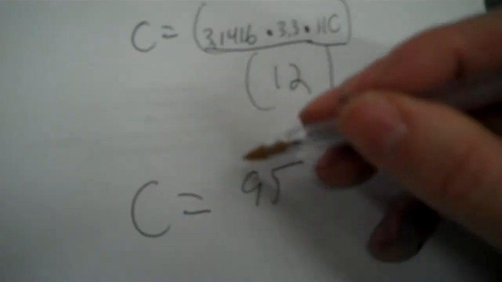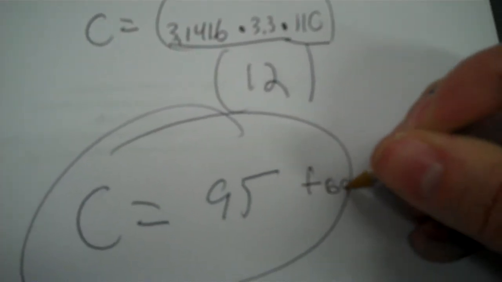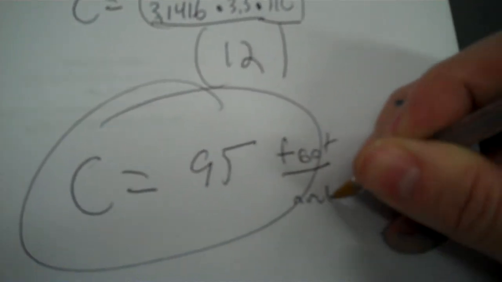Parentheses 3.1416 times 3.3 times 110 divided by 12. 95, nearest tenth would be 95.0, which would just be 95. Our nearest foot would just be 95. Cutting speed in feet per minute, put feet, minute.